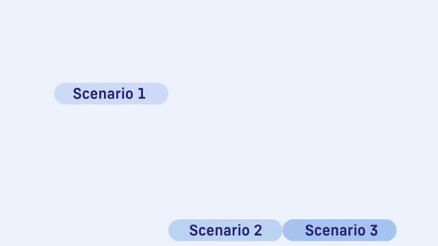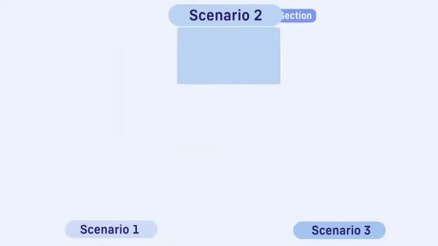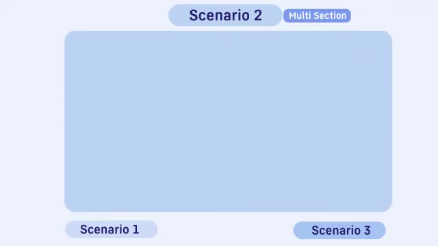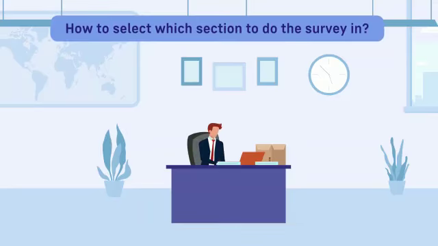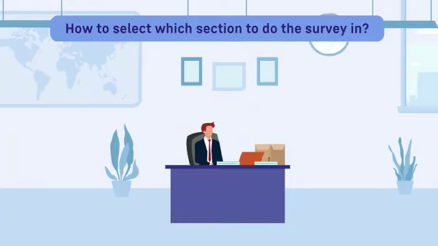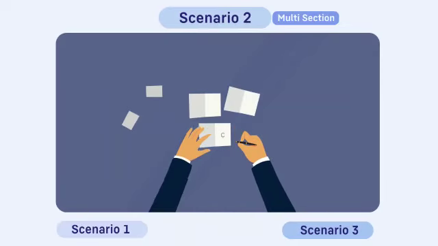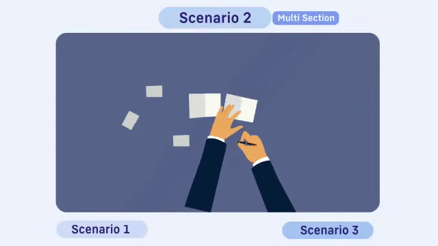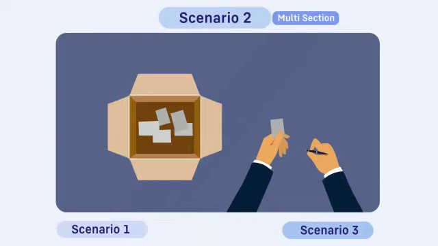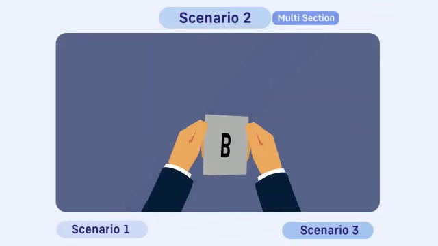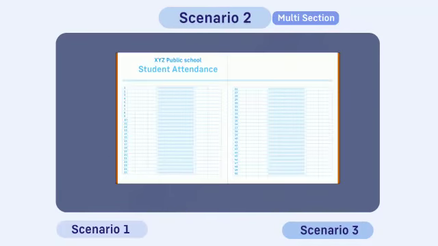This closes scenario 1. In scenario 2, let's assume XYZ public school for grade 3 survey has 5 sections. Then how to select which section to do the survey in? In this case, write the name of the sections A, B, C, D and E on chits of paper. Shuffle them and then randomly draw a chit. If say section B is drawn in chit, then section B is selected for the survey.